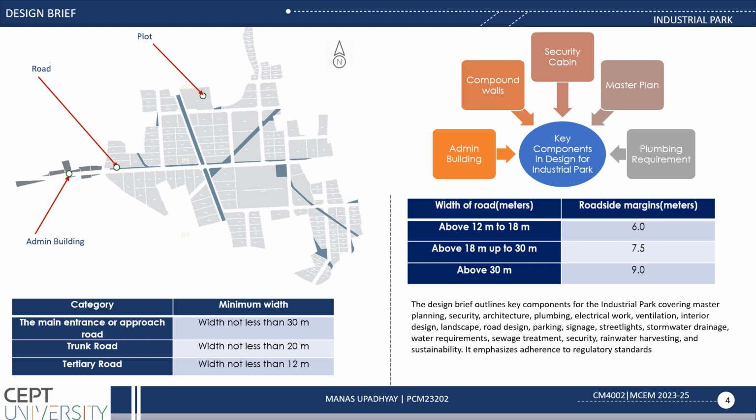The next one is the compound wall. A compound wall is given for the border of the plot. The height of the compound wall is 2 feet.